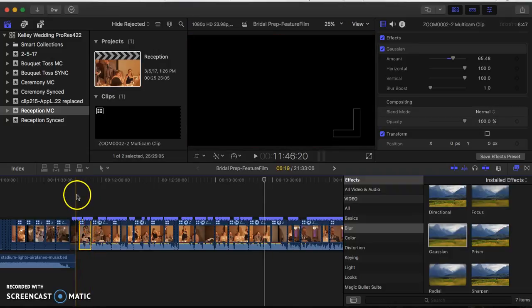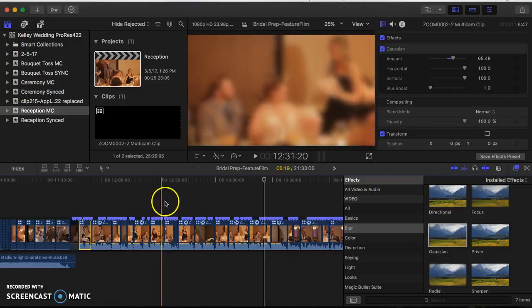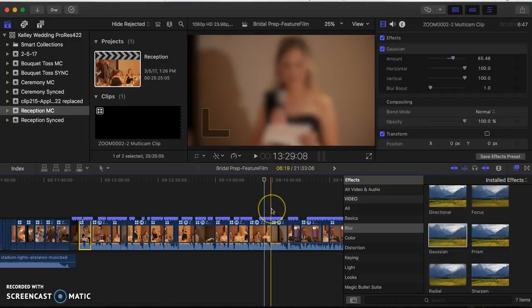So it starts off nice and poetic, and then we talk about the groom, and then we talk about the bride, and then we talk about both of them, and then now I'm going to look for the closing let's raise our glasses line.